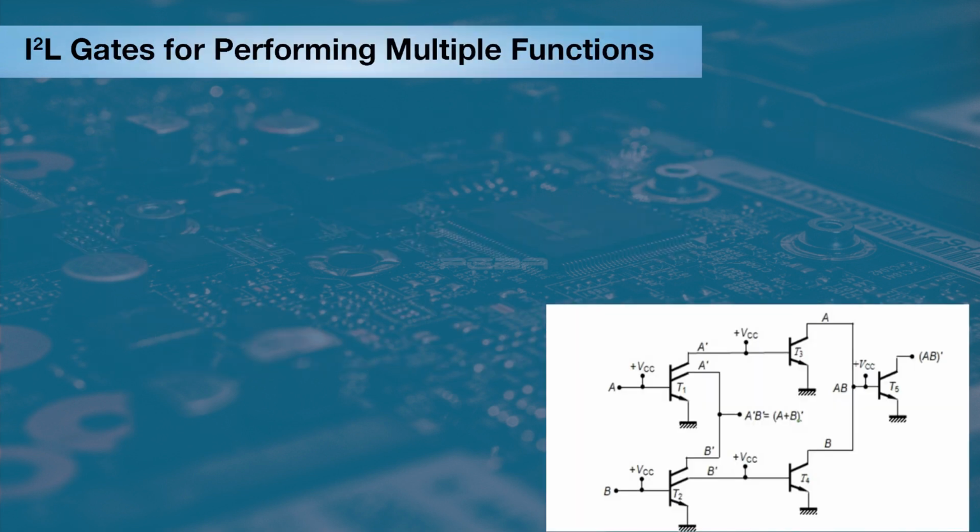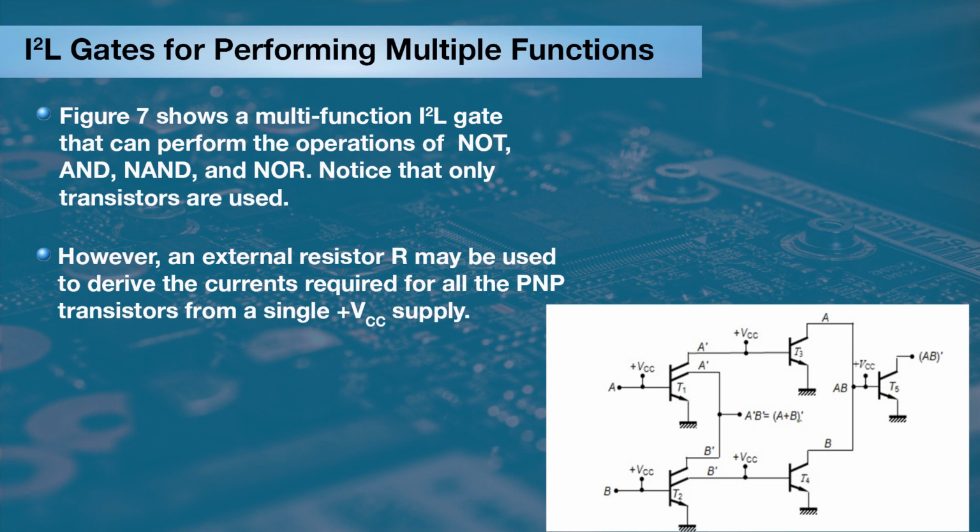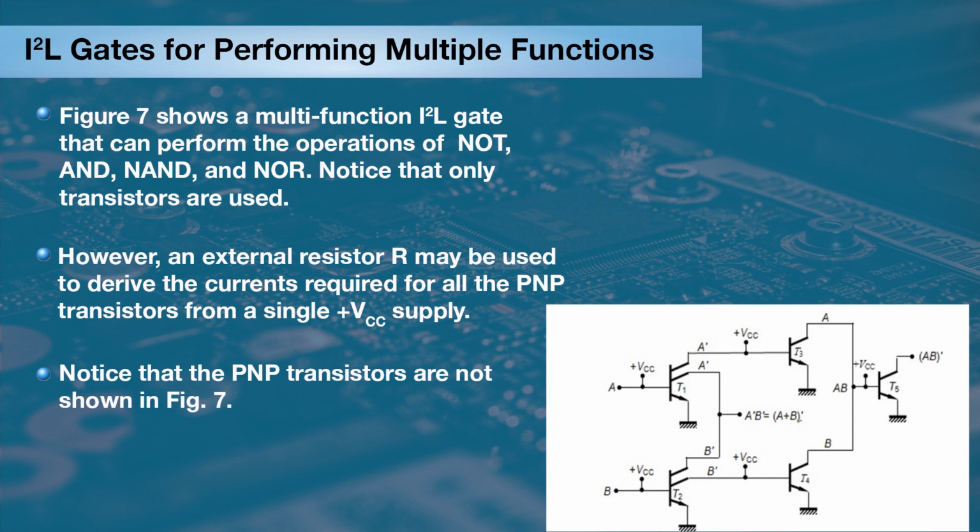Now, I2L gates performing multiple functions. Figure 7 shows multifunction I2L gates that can perform the operations of NOT, NAND and NOR. Notice that only NPN transistors are used. However, an external resistor R may be used to derive the current required for all the PNP transistors from a single VCC supply. Notice that the PNP transistors are not shown in figure 7.